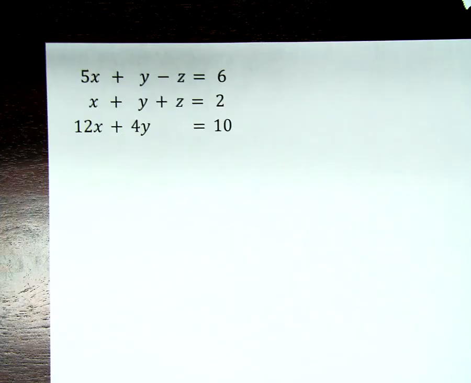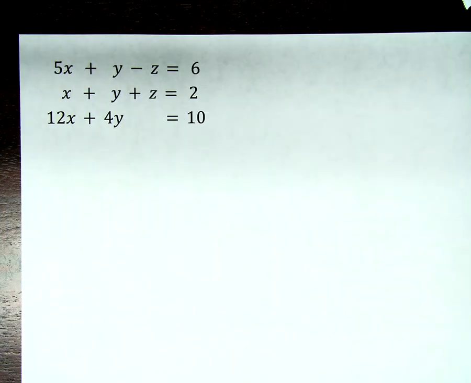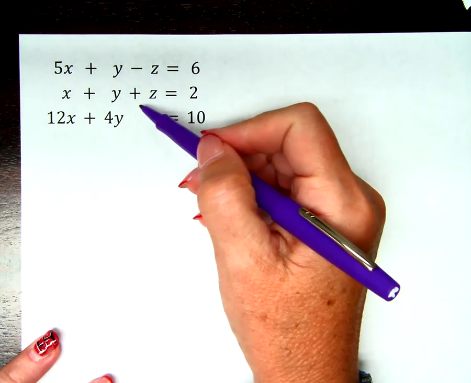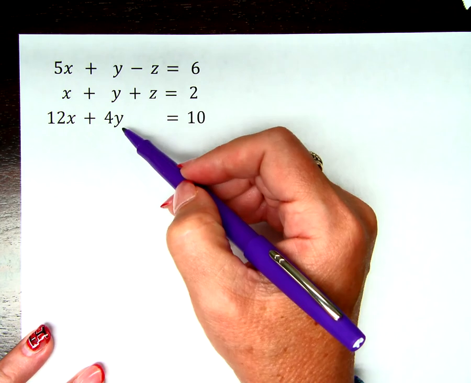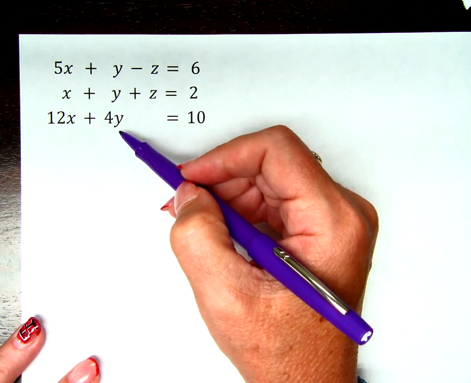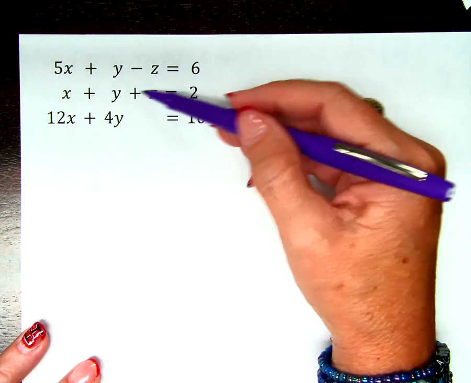I got one more example for you today. Five x plus y minus z equals 6. X plus y plus z equals 2. 12x plus 4y equals 10. What do you notice? The z is missing. So if I already have one equation with x and y, what do I need? Another one with x and y. It means I need to eliminate these z's.